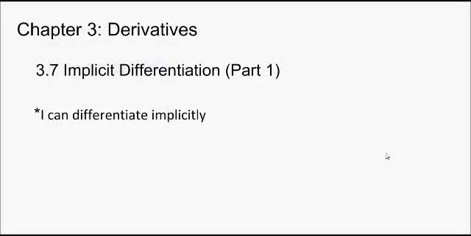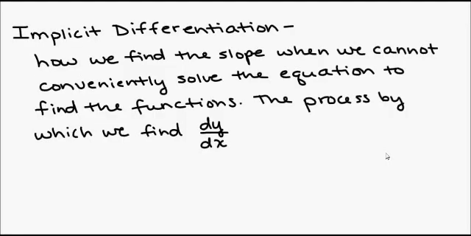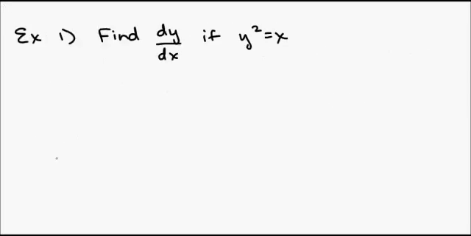3.7 Implicit Differentiation, Part 1. Your objective for this lesson is to differentiate implicitly. Implicit differentiation is how we find the slope when we cannot conveniently solve the equation to find the functions. So this is how we're going to find dy/dx. You'll see right now.